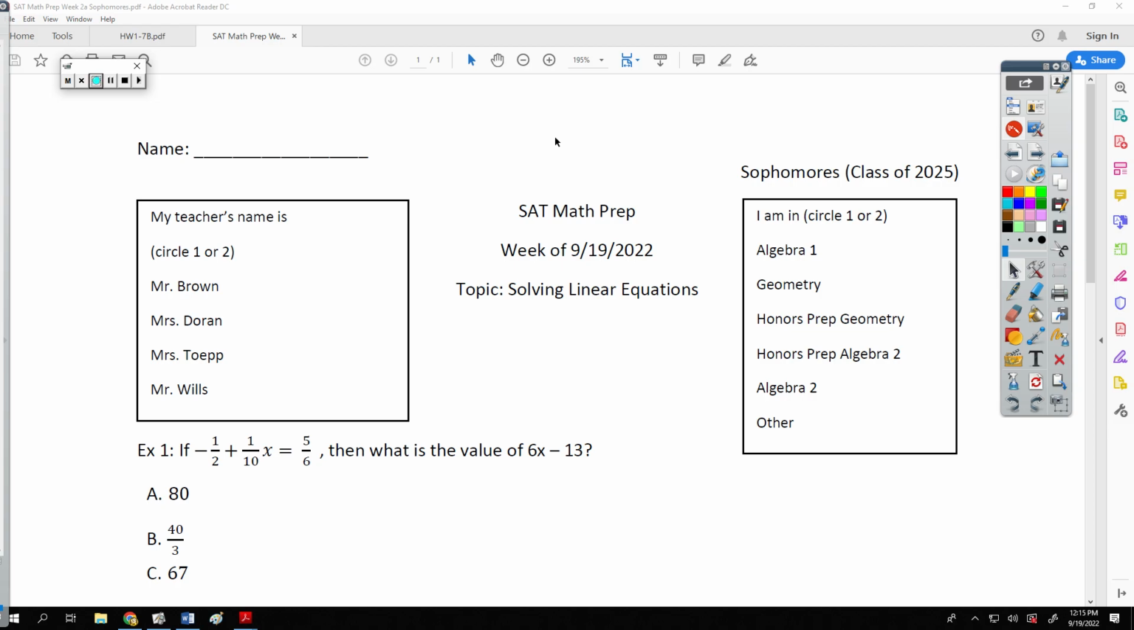Here in week 2, we're going to be covering the same basic subject that we covered in week 1 of your particular SAT prep groups, which is solving linear equations. We are, however, going to take the difficulty level up just a notch from last week. Once again, please make sure that you have circled your teacher's name and which course you are in, and we are going to get underway.